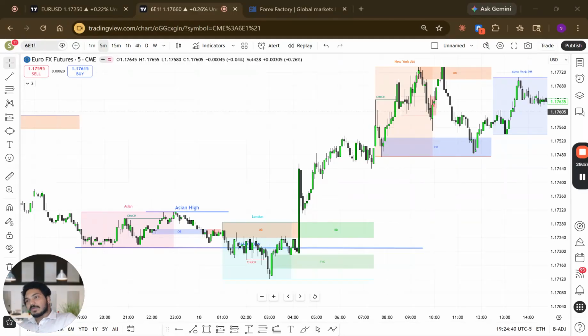Because our higher time frame bias from the daily and 4 hour chart is bullish, we're anticipating a manipulation move to the downside to sweep all that sell side liquidity before the real expansion begins.